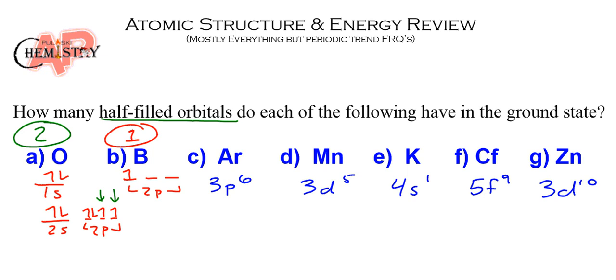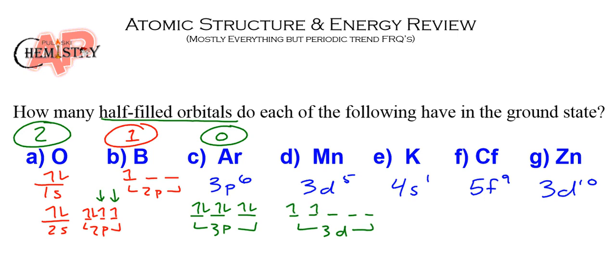So I have filled where the last electron has been placed. Some of these are more straightforward than others, so let's take a look. How many half-filled orbitals are in each of these? If I look at 3p6, it appears to me that is 0. 3d5, according to Hund's rule, you always fill it up, up, up. It does not look like this. The answer is not 1, it is 5.